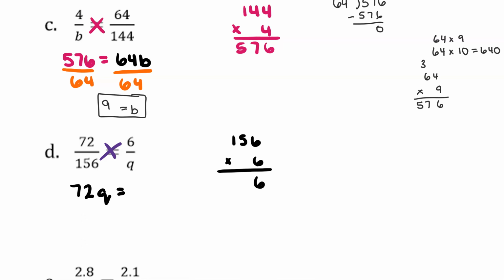6 times 6 is 36, carry the 3. 6 times 5 is 30, plus 3 makes 33, carry the 3. 6 times 1 is 6, plus 3 is 9. So I have 936. Now I have to divide 936 divided by 72.